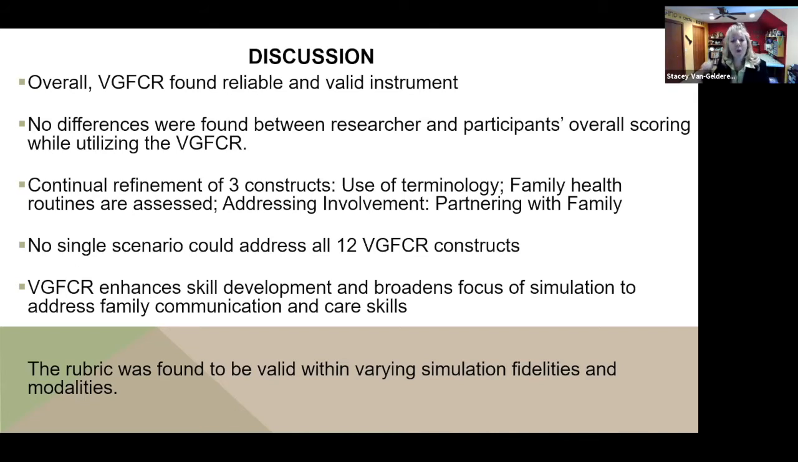Again, no single scenario could address all 12 constructs at once, but by providing three scenarios throughout their learning experience, they had the opportunity to really show all 12 constructs so that all of them could be measured. The rubric shows how it enhances development and broadens the focus of simulation for communication and family care skills. And we have now shown that it can be used internationally and within several different simulation settings and different fidelities and modalities, whether it's high or low fidelity simulators.